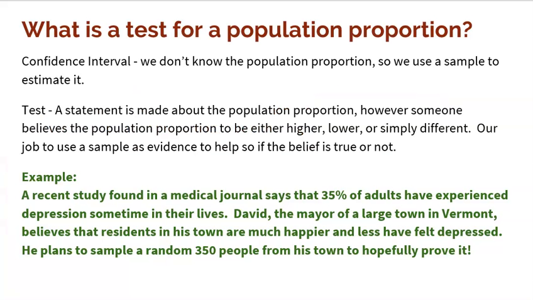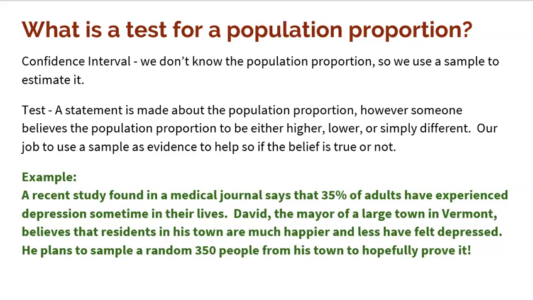All right, so what is a test for a population proportion? Well, what we've already done in the previous 2 topics is cover confidence intervals. With a confidence interval, we don't know the population proportion. We have no idea, so we use a sample to try to estimate it. Pretty straightforward. But now a test is different because in a test, a statement is made about the population proportion.